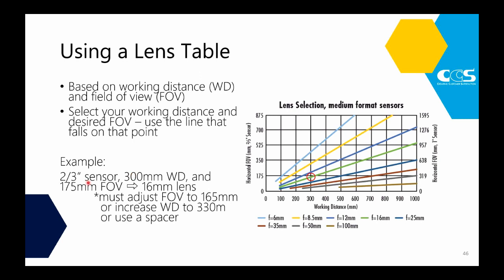So for example, if we have a 2/3 inch sensor size, we're going to look on the left here because this is data for 2/3 inch. This is data for 1 inch. So we look here for 2/3 inch sensor size. Our working distance is 300 millimeters, and our field of view is 175. We're looking at a green line, and this green line is a 16 millimeter lens. So again, we'll have to make a little bit of adjustments. Either the field of view can go down to 165, or we increase our working distance to 330 millimeters, or use some type of spacer. But if you see any lens tables, that's how you read those.